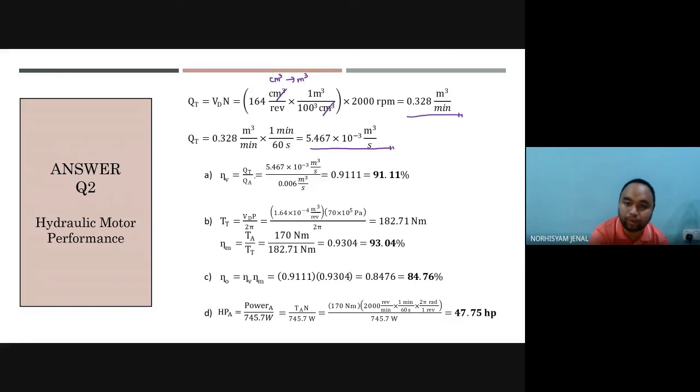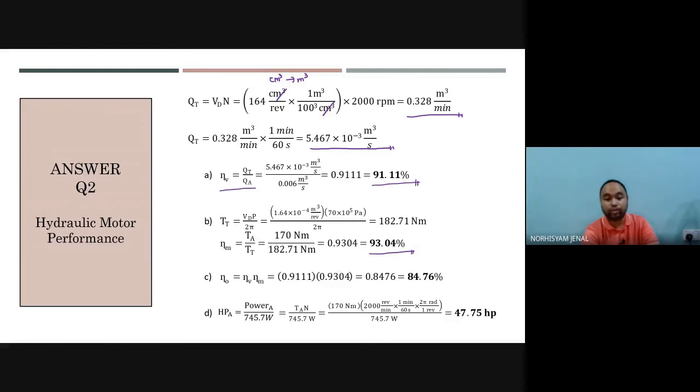So how do we continue with this? QT divided by your QA, so you will get the answer 91.11%. This is based on the equation for motor. And then the next part is to find TT. TT is VDP over 2 pi. We find TT over here, 182.71 Newton meter. Then using the equation for mechanical efficiency, TA over TT, you will get the answer to be 93.04%.